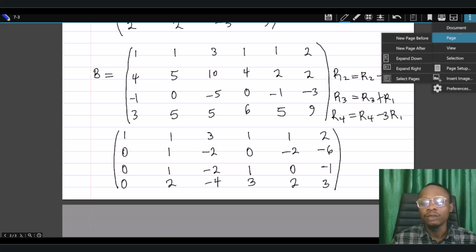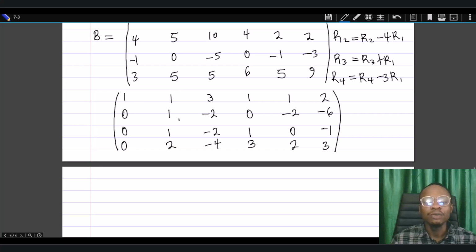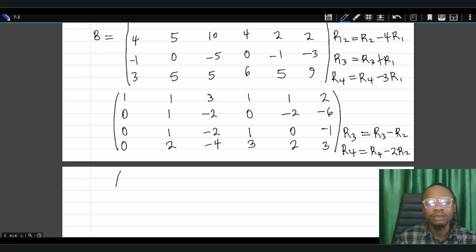So we can now go ahead and reduce this even further. We come here, the first non-zero here is 1, so we use that to reduce everything below it to 0. So R3 equals R3 minus R2. We're using R2 now, so we just want to show this goes to 0. Then for the fourth one, R4 equals R4 minus 2 R2. And when we deal with that, what do we get?